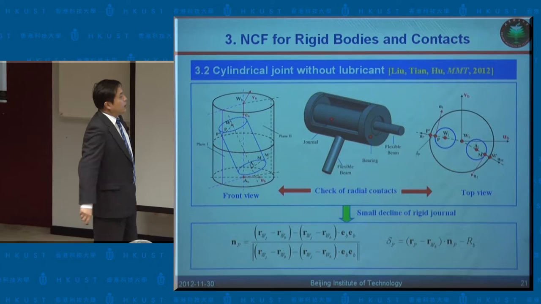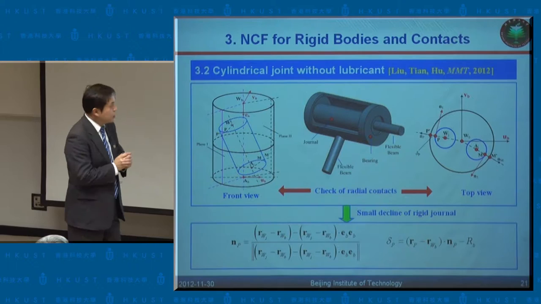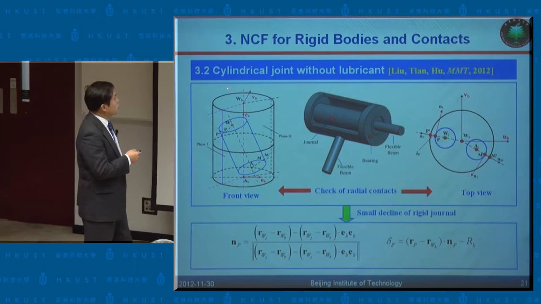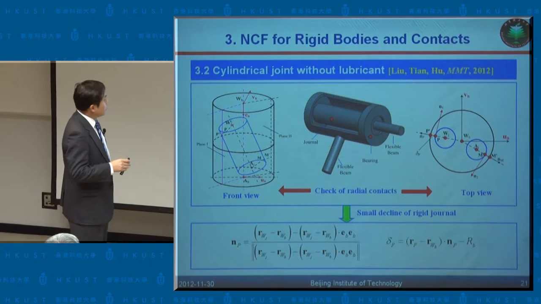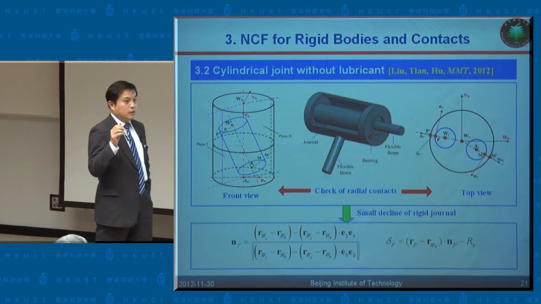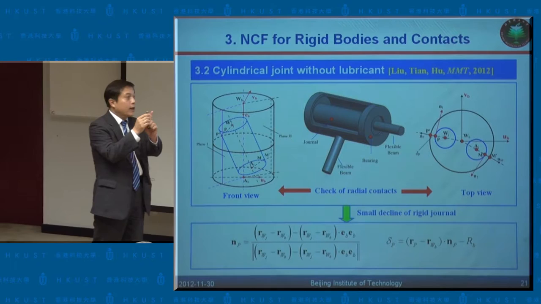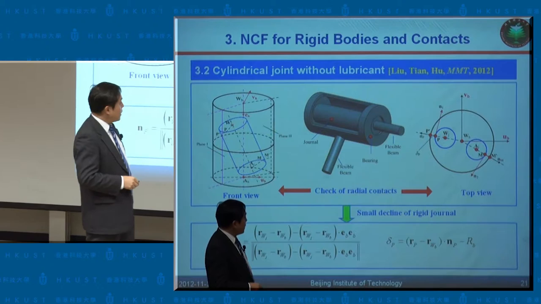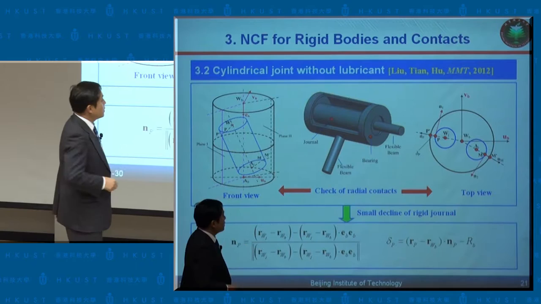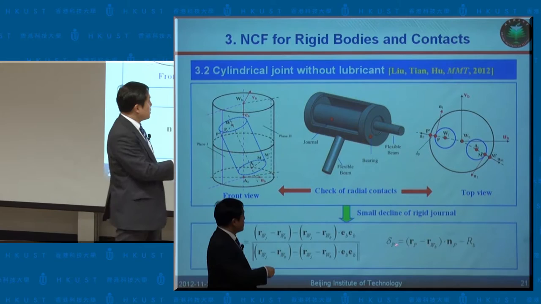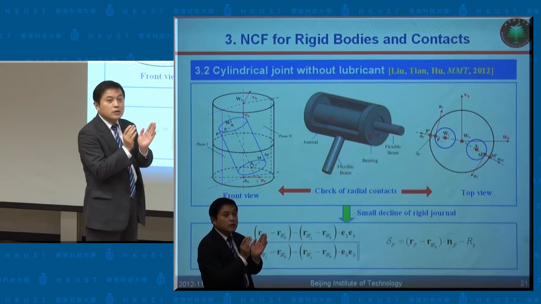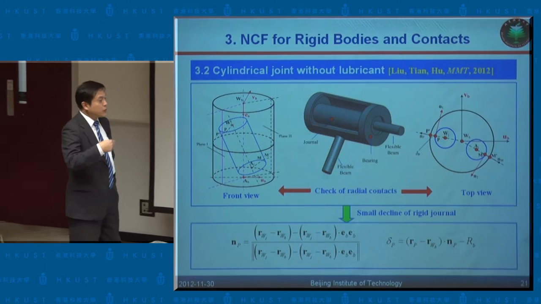OK, let me talk about how to describe the motion of a joint. Here, I give you a good, simple example of the revolute joint or cylindrical joint without lubricant first. And usually, the journal and the bearing are in a position of misalignment, and so they have an angle between their axes. And then from this figure, you can easily define the distance between the point P and P apostrophe. And then this quantity describes the distance, delta P. If delta P is 0, then the journal will contact with the bearing. So in the description of absolute coordinates, everything becomes very simple.